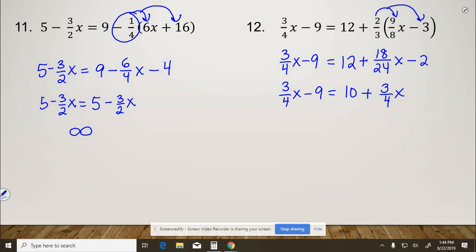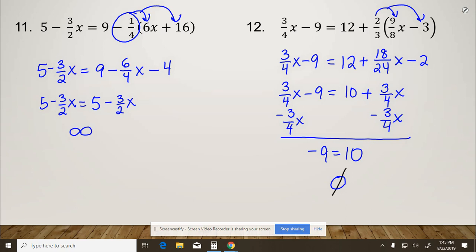So I have 3/4 x again. That hint that there's 3/4, positive 3/4 on both sides tells me that this is either none or infinite. The negative 9 and positive 10 tell me that this is going to be none. If I subtract 3/4 x from both sides, I'm left with negative 9 equals 10. So there is no solution. The abbreviation for no solution is a 0 with a slash through it. No solution.